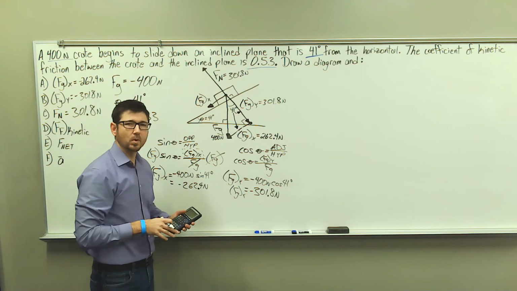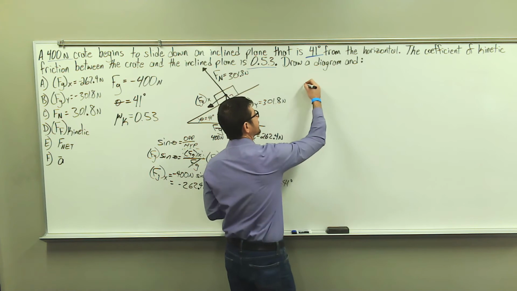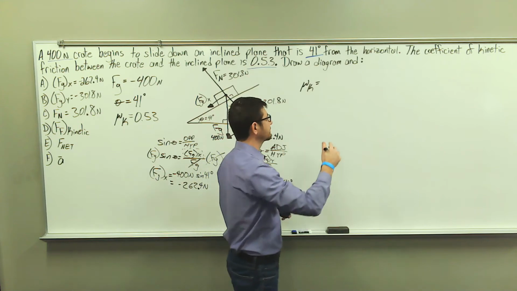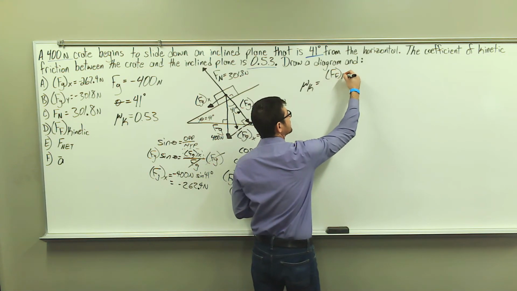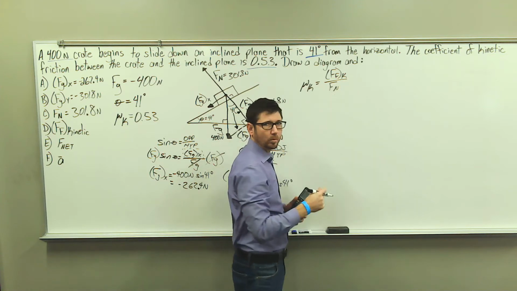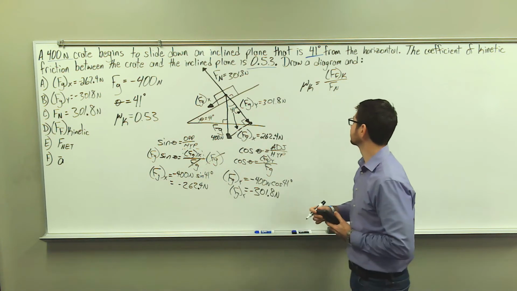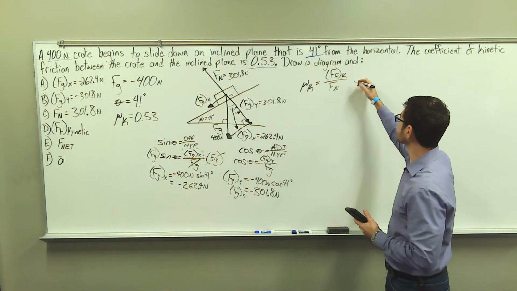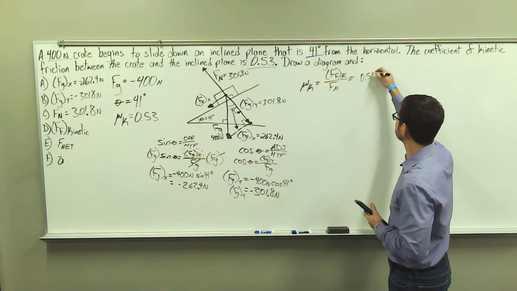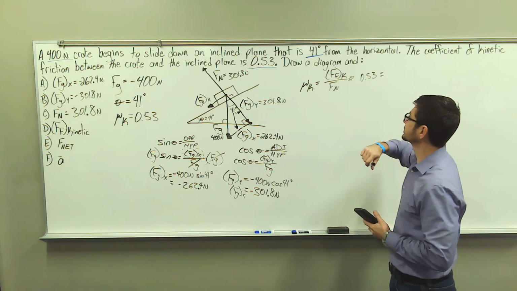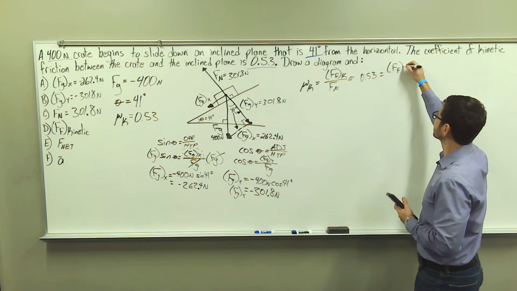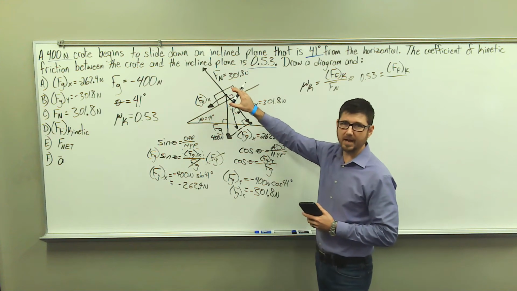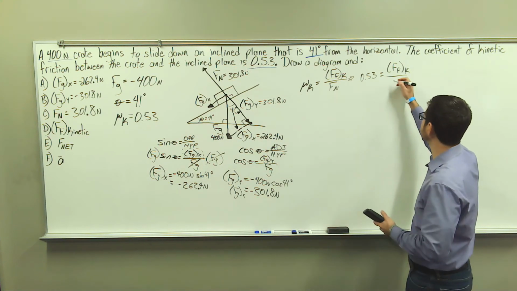Okay? Now we need to calculate the kinetic friction force. And so our base equation to calculate this is the coefficient of kinetic friction is equal to the kinetic friction force divided by the normal force applied to the object. So our kinetic coefficient of friction is 0.53. This is equal to our kinetic friction force, which is our unknown, and we're dividing by our normal force applied to the object, 301.8 newtons.